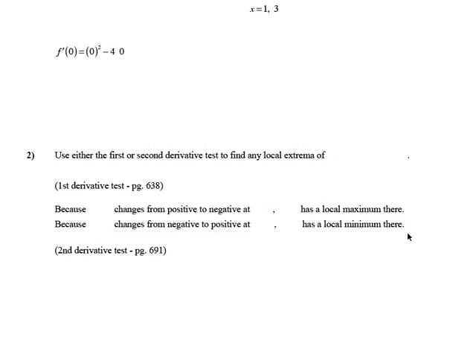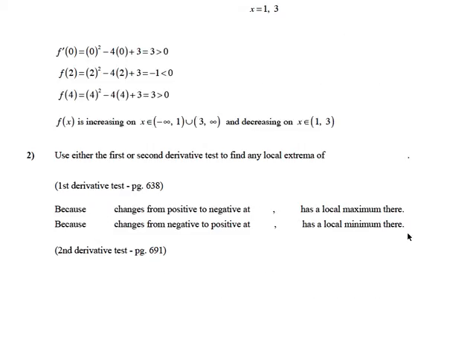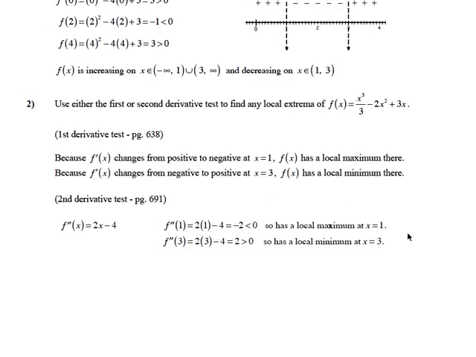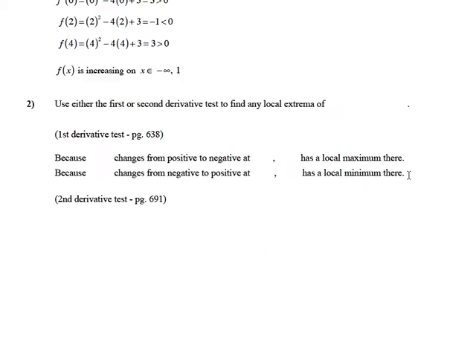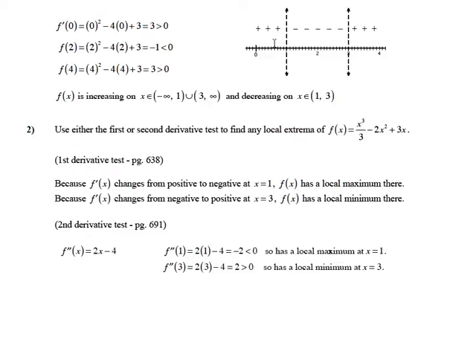Next, we go to question 2. And question 2 asks us to use either the first derivative or second derivative test to find any local extrema of this function. It's the same function, and because we have a sign chart here that we've already created, we can see that the derivative changes from positive to negative at x equals 1, and so the function has a local maximum there.